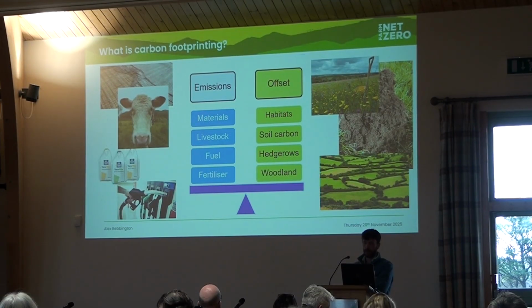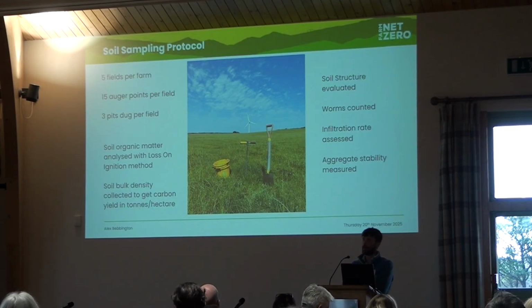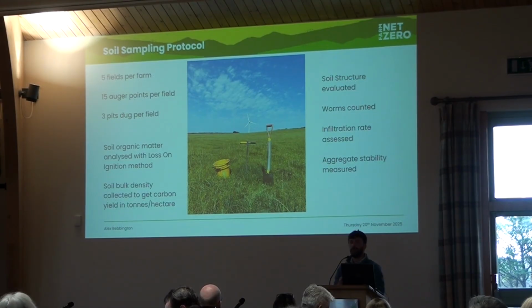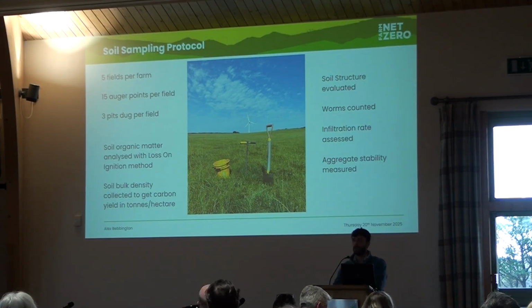So, soil sampling. We have been soil sampling 5 fields on each of the master farms and demo farms. We selected these to represent the full range of field types on the project: soil type, permanent pasture, temporary leys, vegetable leys, arable, things like that. And we walk a W across the field, collecting soil from 15 points at 0 to 10 centimetres, 10 to 30 centimetres, 30 to 50 centimetres. Those samples get sent off to a lab and analysed for organic matter using the loss on ignition method.